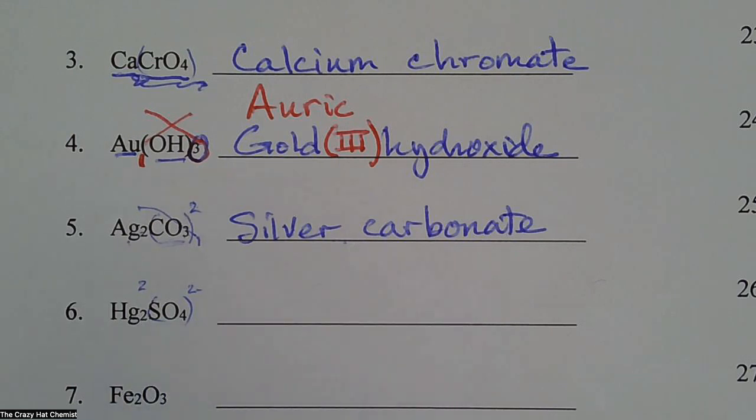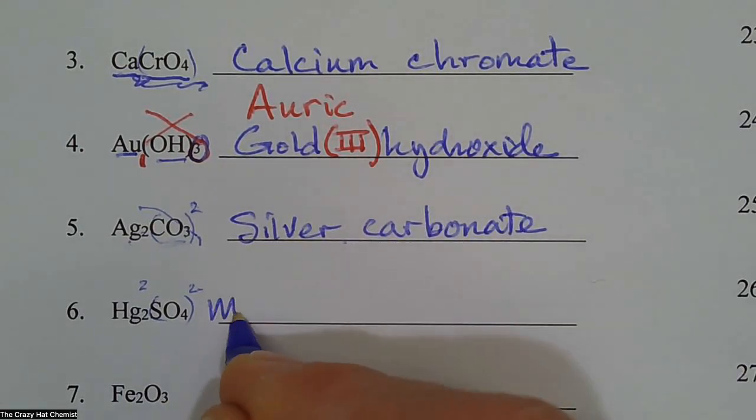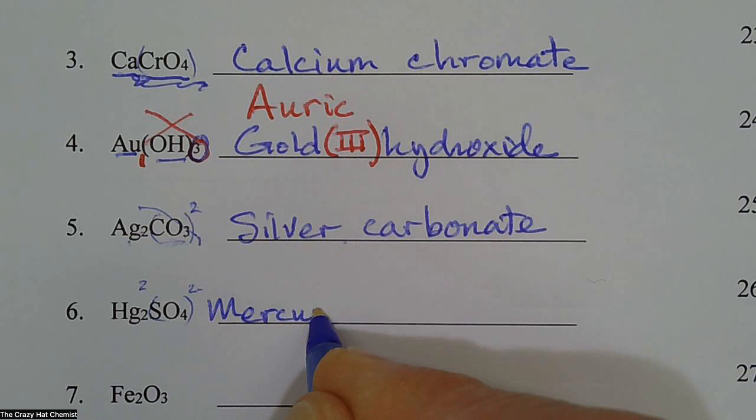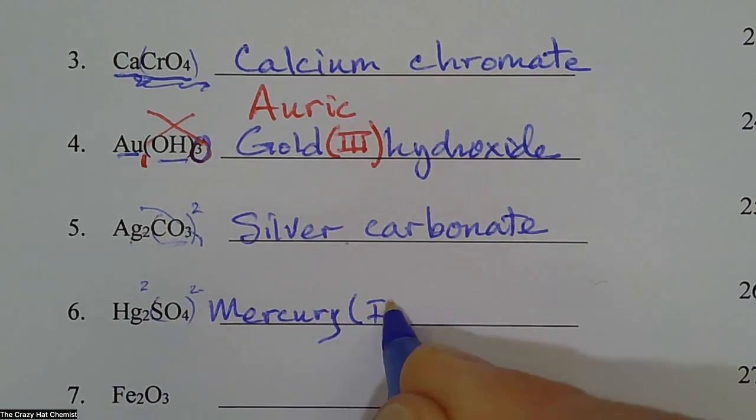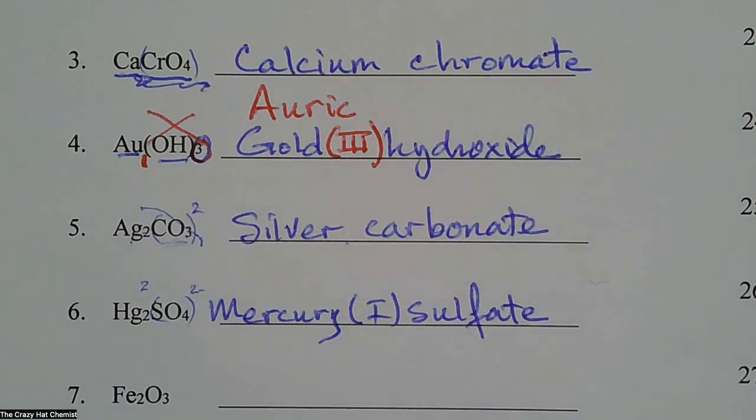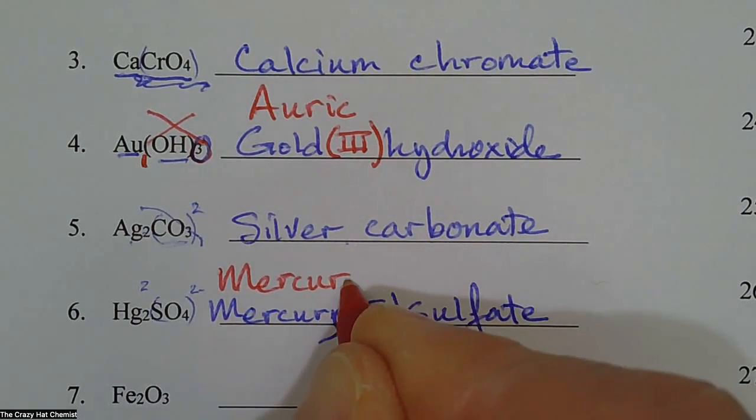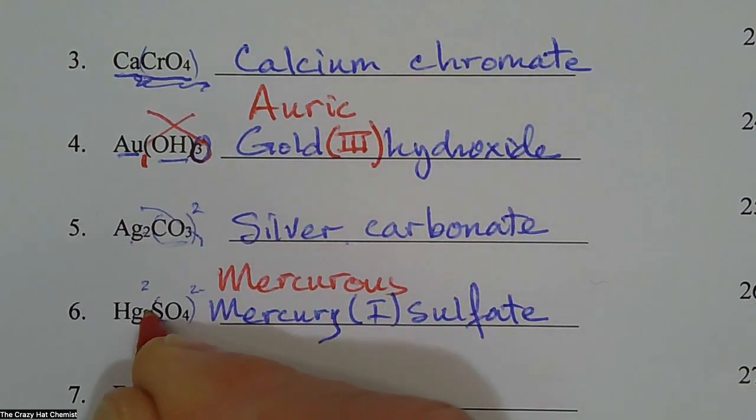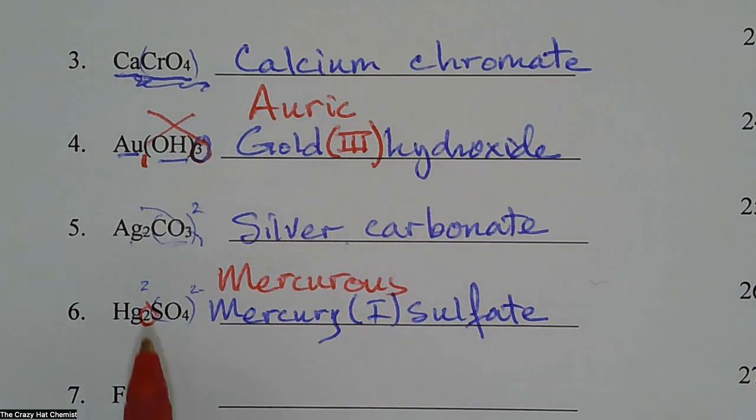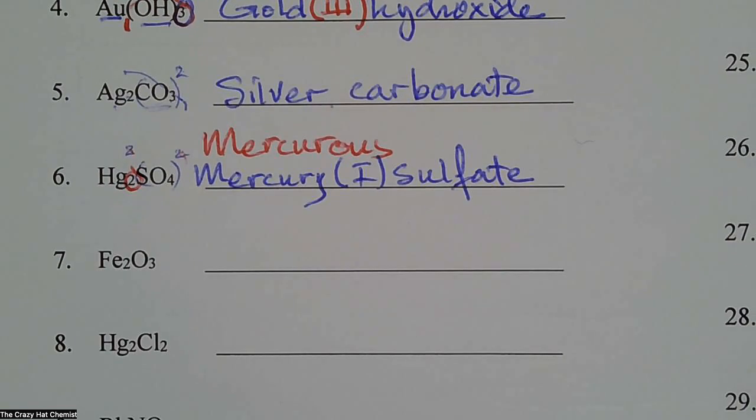and then this would be mercury 1 or mercurous sulfate. So that would be mercury, Roman numeral 1 sulfate, or mercurous. And the reason it's mercurous is that 2 stays there because these other 2's of the charges actually reduce. All right, scrolling this on up here.